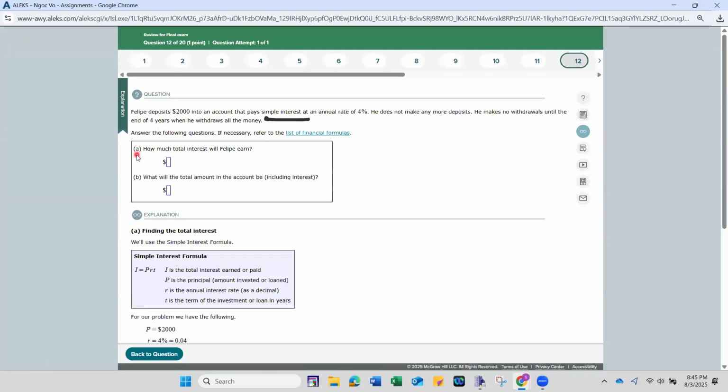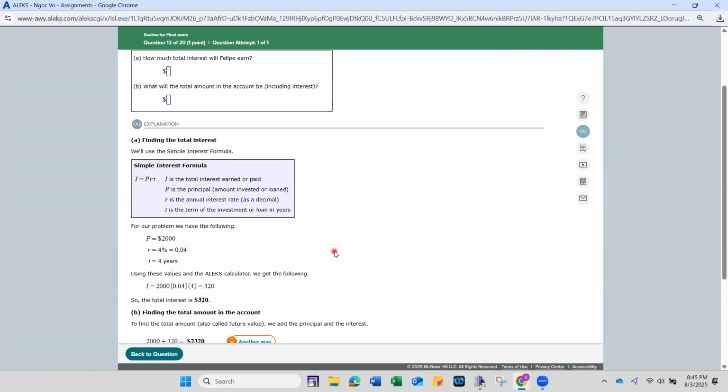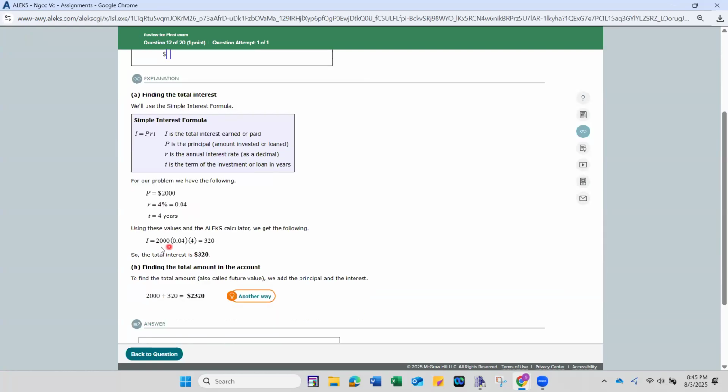So in order to find out question number 1, that means total interest, the simple interest formula is I equal to PRT. The P represents principal amount, R represents annual interest rate, and T represents time. Remember that time must be in years and rate must be in decimal. So don't forget to convert 4% into decimal, 0.04. Substitute those values into the formula, which gives you simple interest $320.